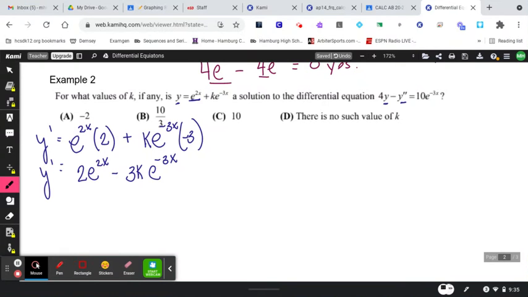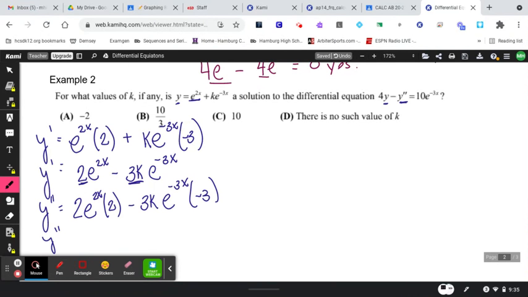So I've got y prime, and now I need y double prime because that's what was in the question. So I'm going to take this derivative. Again, leave the coefficient, e to the u times the du, minus, I'm going to leave the coefficient, 3k, because again, we're assuming k is a constant, it said we're looking for those values, e to the u times the du. And again, I'm going to clean that up. So that's 4e to the 2x plus 9k e to the negative 3x.